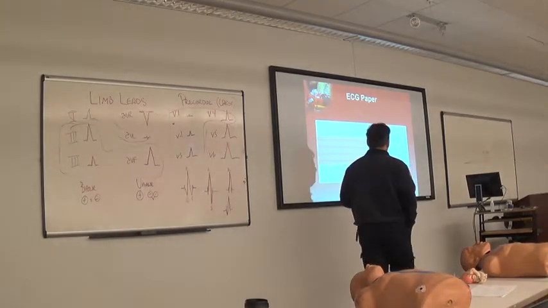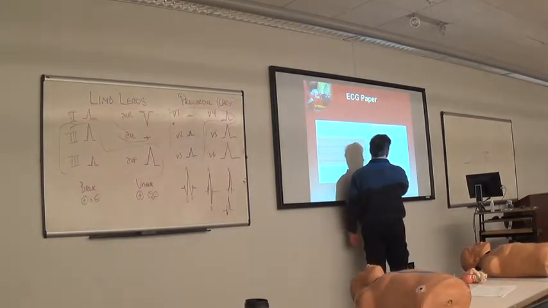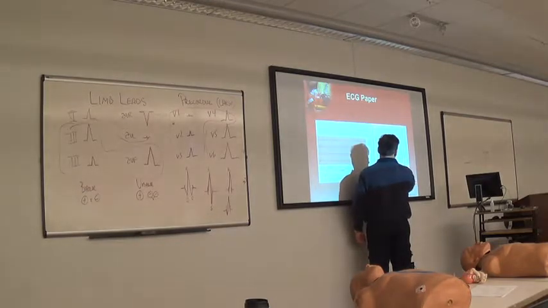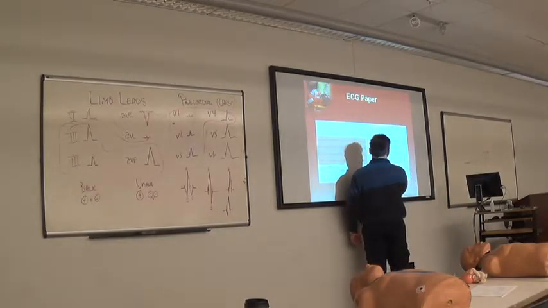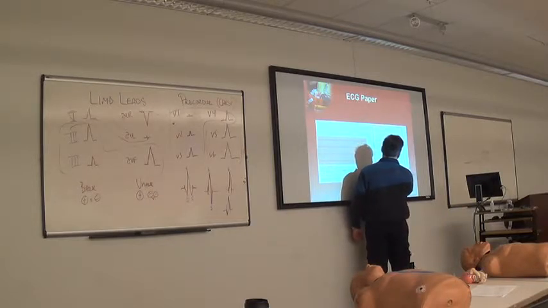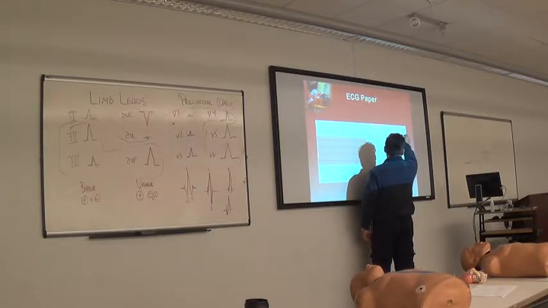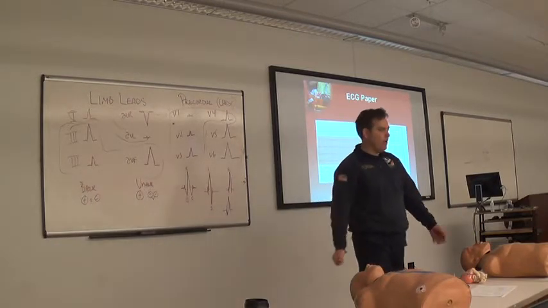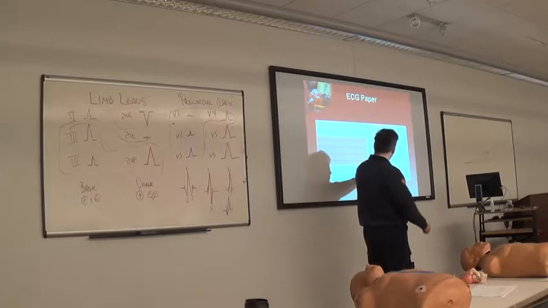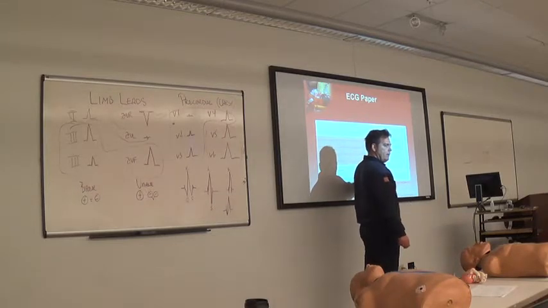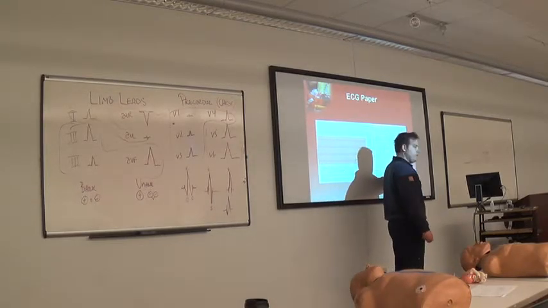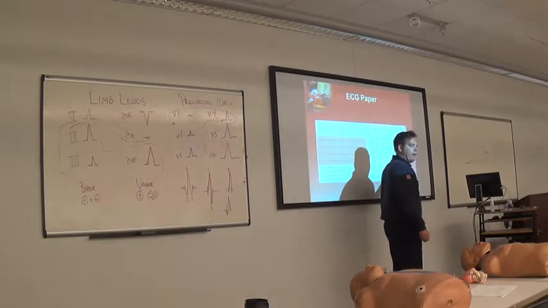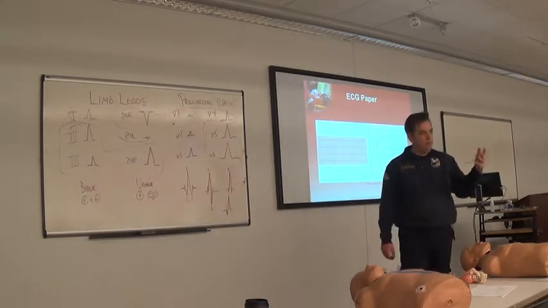So let's say that this is my PR interval. My P wave starts here, goes up, and my R wave starts right here. What's my PR interval? 0.20. From the beginning of the P wave, which started right here, to the beginning of the R wave, right here: 1, 2, 3, 4, 5. 5 little boxes equals one big box.